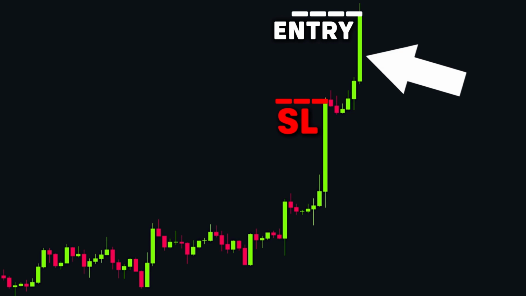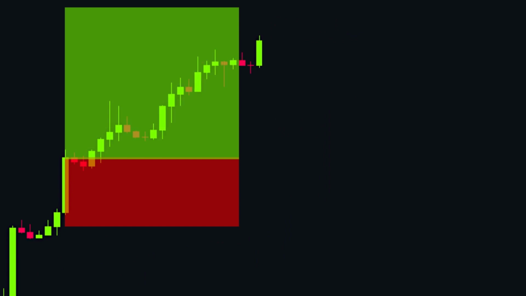Stop loss goes below the first candle's open. Set your target as per your preferred risk to reward ratio. As we can see, the market moves higher, giving us a profitable continuation trade.